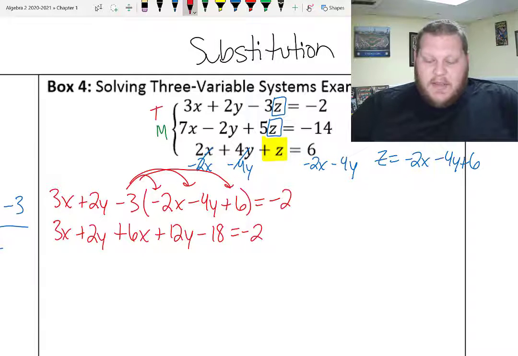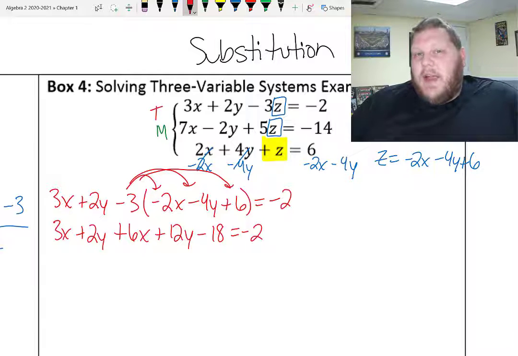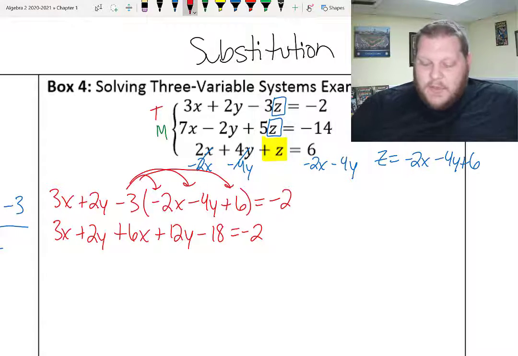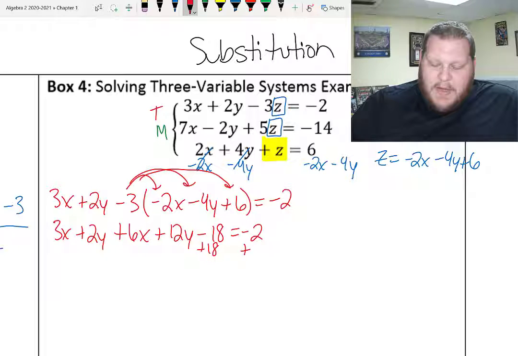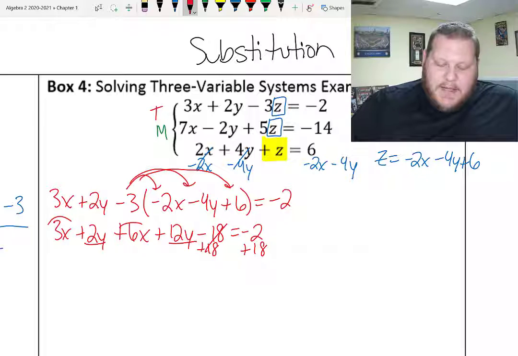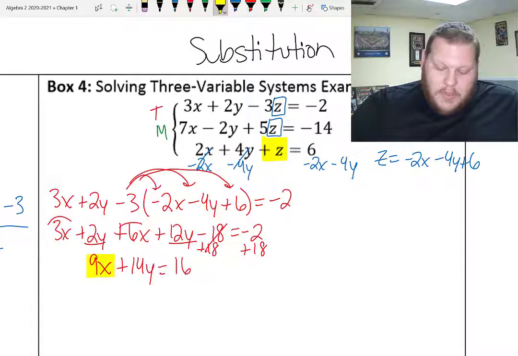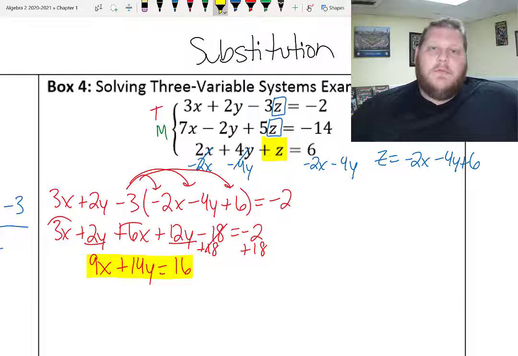Now, to get everything condensed together, I'm going to collect my like terms on the left side, but I can see that my constant, the negative 18 over there, is going to have to get pushed over to the other side with that negative 2. So I'm going to do that at the same time. I'm going to add 18 to move it over, and then add my y's together and add my x's together. So in total, I have 9x plus 14y equals positive 16. So that's my new number 2 equation: 2 variables, 2 equations.